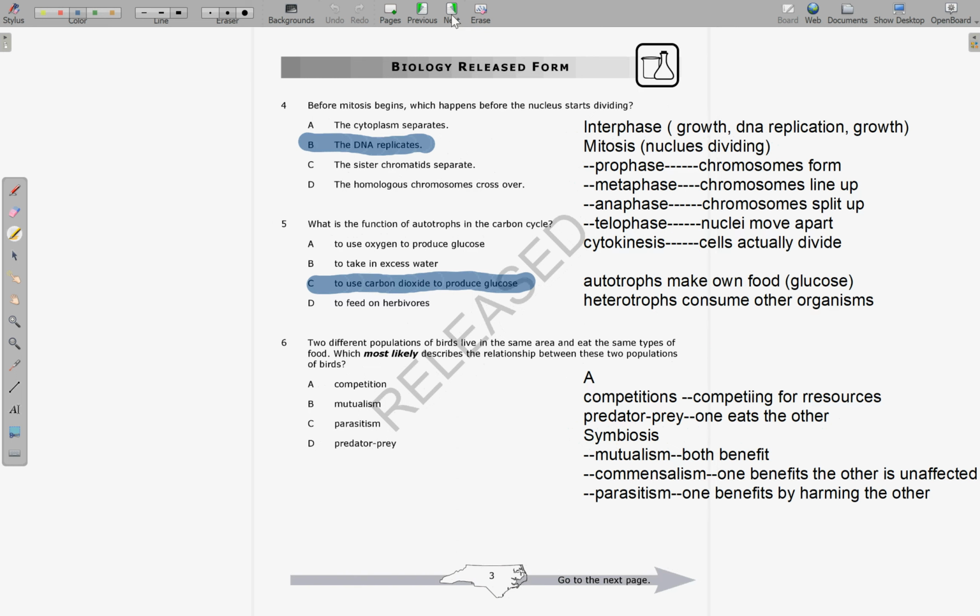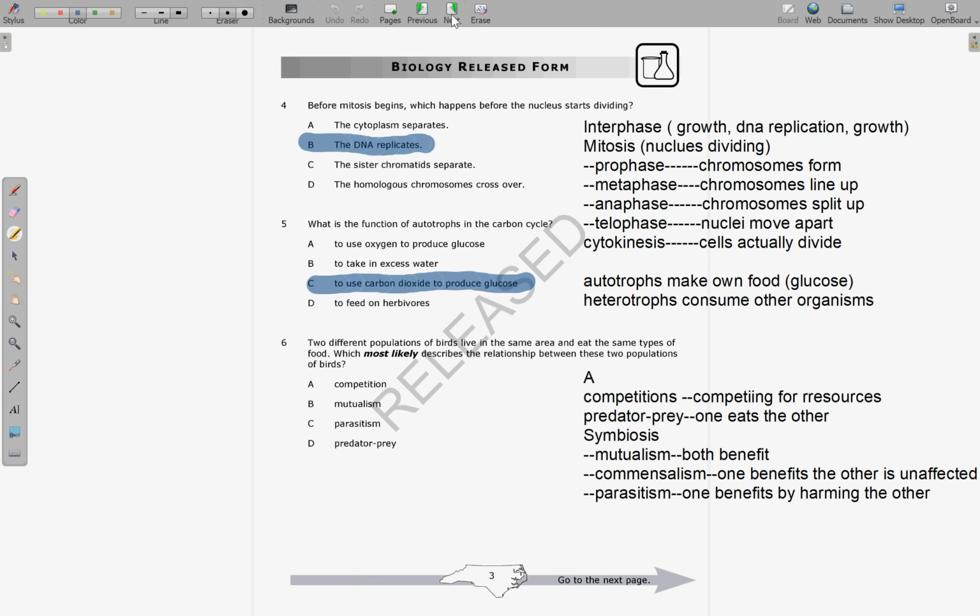Remember, the interphase is the phase of the cell where it grows, it replicates its DNA, and gets ready for mitosis. During interphase, the cell is doing its cell things. And then prophase, the chromosomes form, then they line up in metaphase, they split in anaphase, telophase, the nucleus reforms and move apart, and cytokinesis is when the cell actually divides.